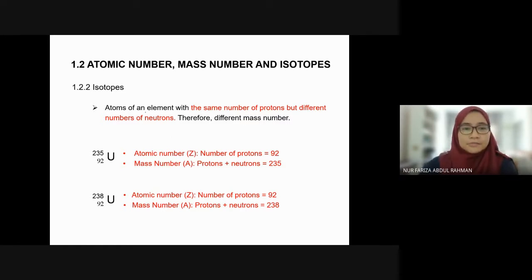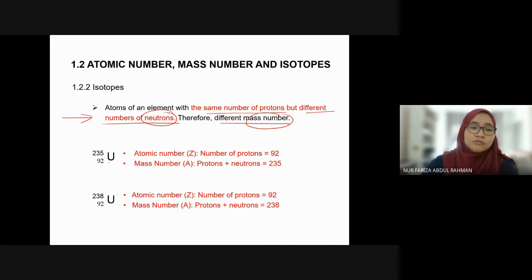Isotopes are atoms of an element with the same number of protons but different numbers of neutrons. When the number of neutrons is no longer the same, of course, it will affect the mass number. The mass number will be different. So this is the definition of isotopes.